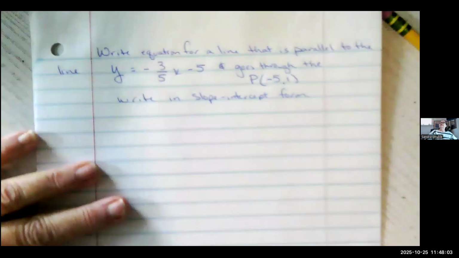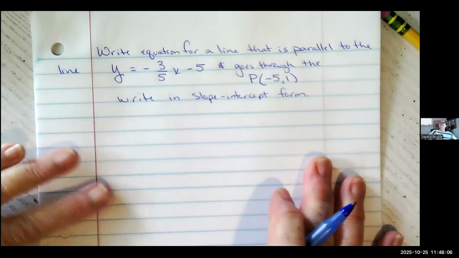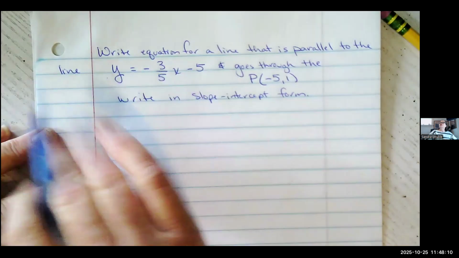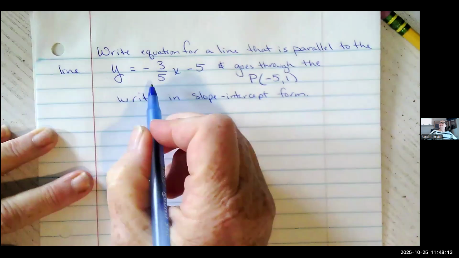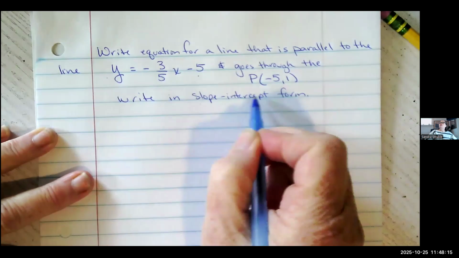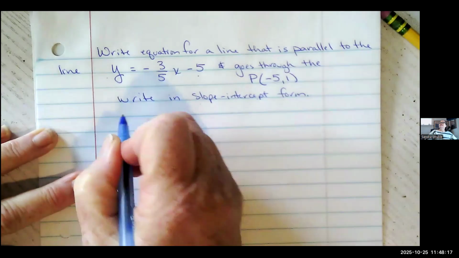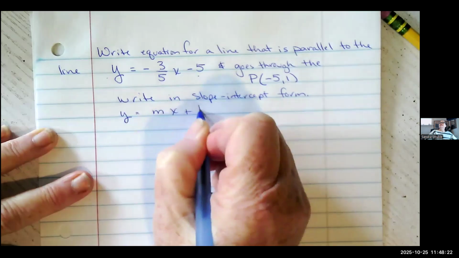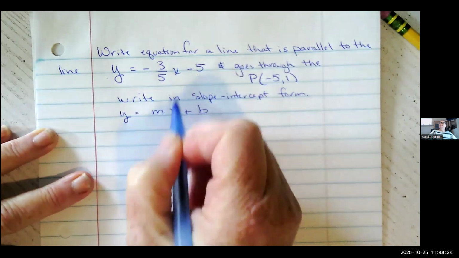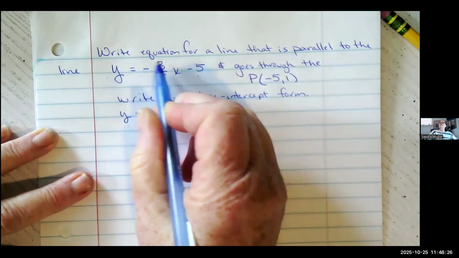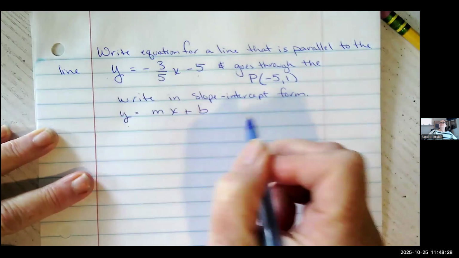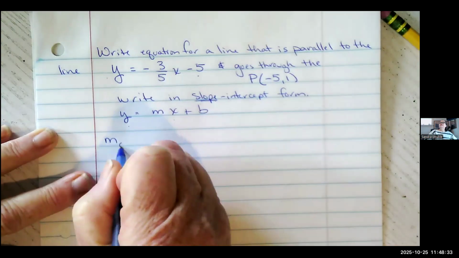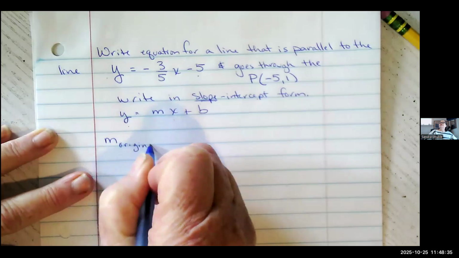All right, so this is the original line. It could say f of x instead of y, one of the two things. The most important thing you need to know is this is currently written in the slope-intercept form. So it's written as y equals mx plus b, where negative 5 is the y-intercept, the x's are x's, the y's are y's, but the negative 3/5 is our slope, okay? So the slope of the original line is equal to negative 3/5.